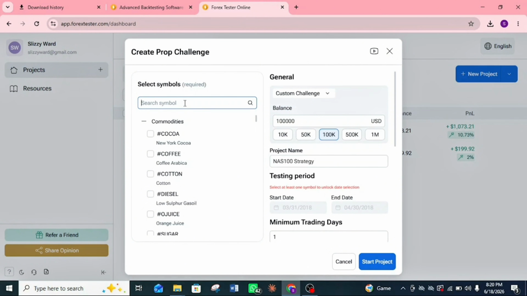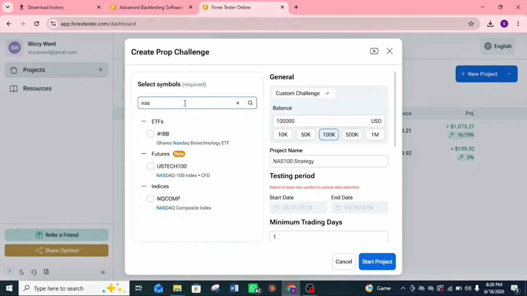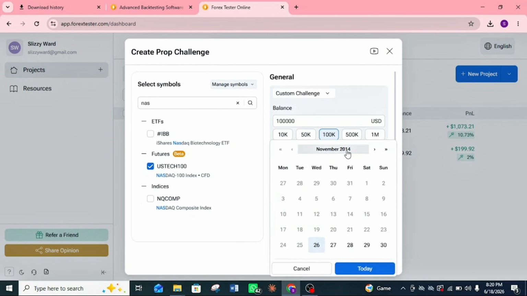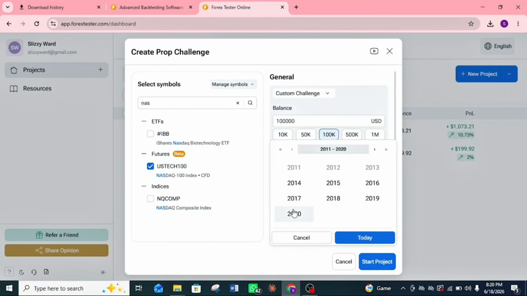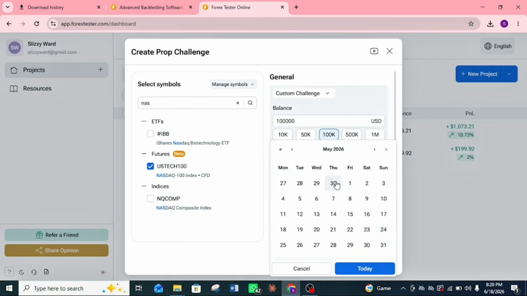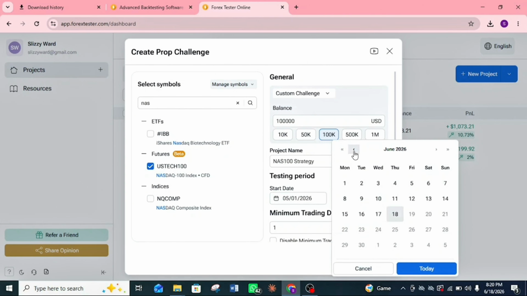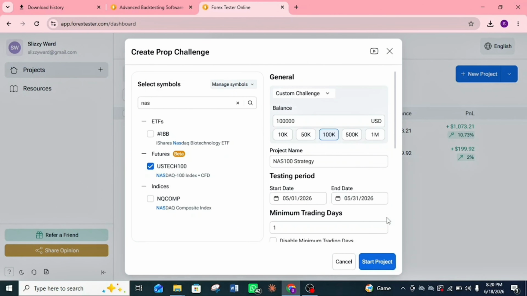Strategy. And we'll have to choose the pair which we'll be using. So I'll say NAS US, and then we can select the trading period. And here I'll choose, I want to backtest 2026 and May. Okay, backtesting May till May 31st.